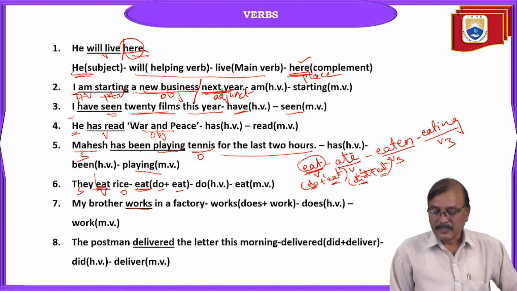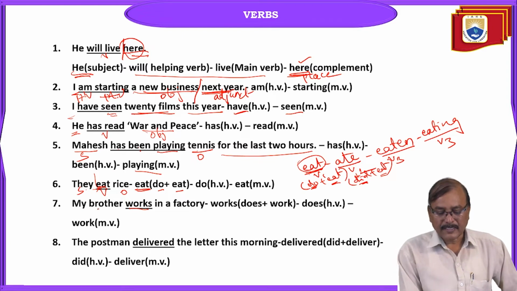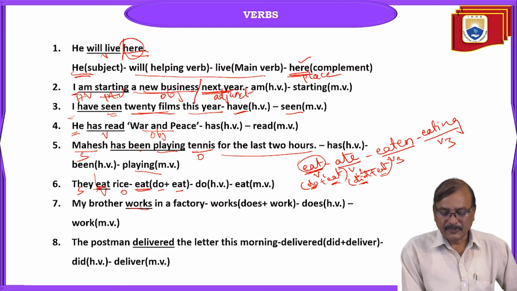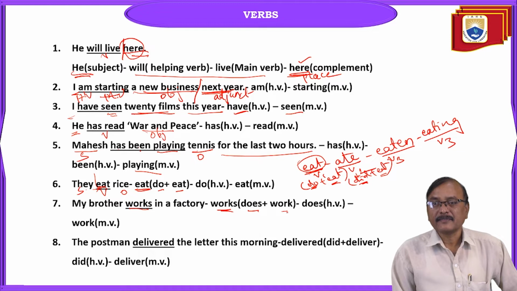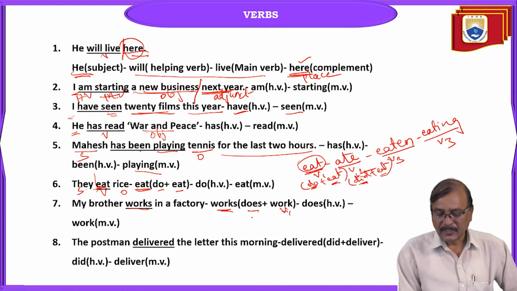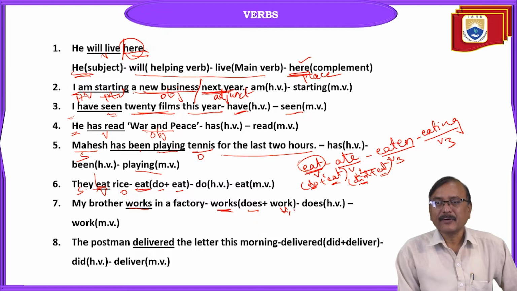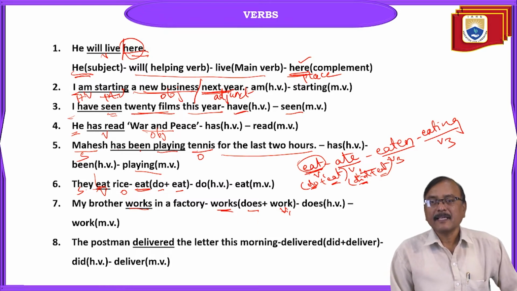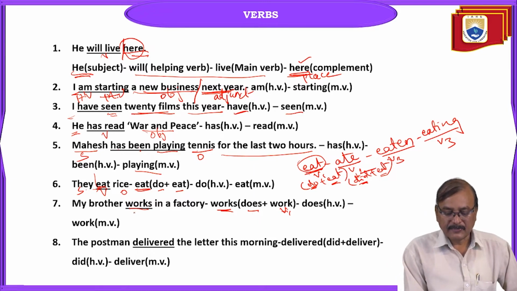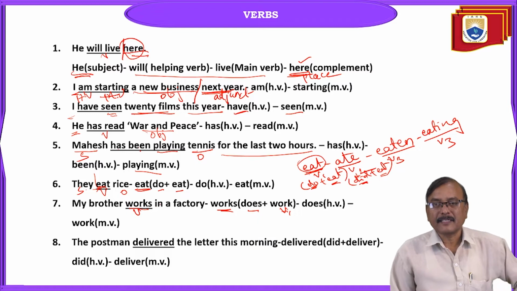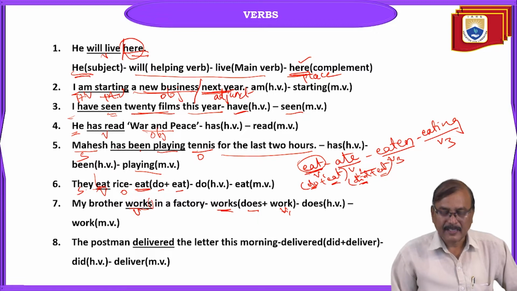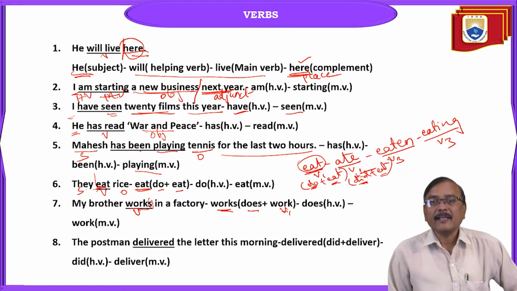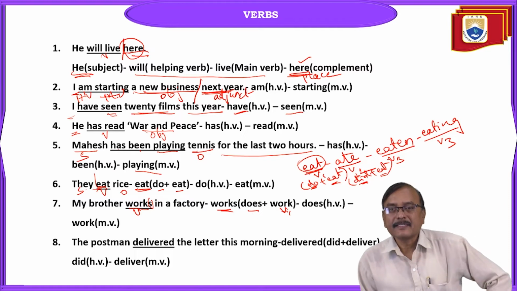Okay? So, next, you can go to the next one. My brother works in a factory. In this, works is the combination of does plus work. For this V1 form, if we add does, it becomes works. Work plus does becomes works. So, this is the verb here. In this one, the helping verb present is does. By saying this, we can identify there is a helping verb in that one, that is does.